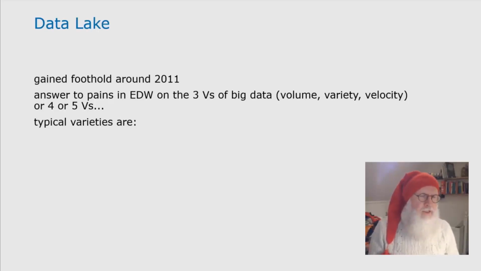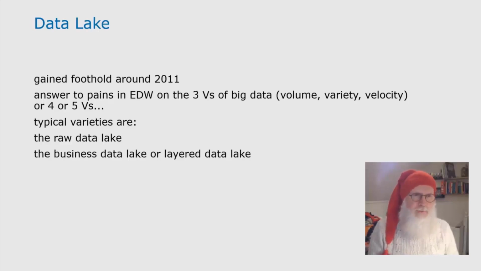And data lakes you typically find in 2 different shapes, and those are the raw data lakes, where you just land data as is, so it's as close to source as possible, or the business data lake, another name for that is the layered data lake. So you have your raw layer and you have a curated layer on top.